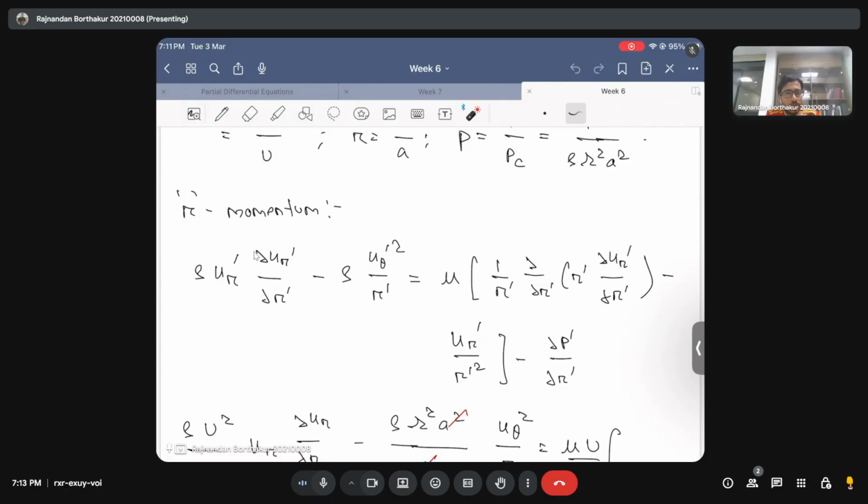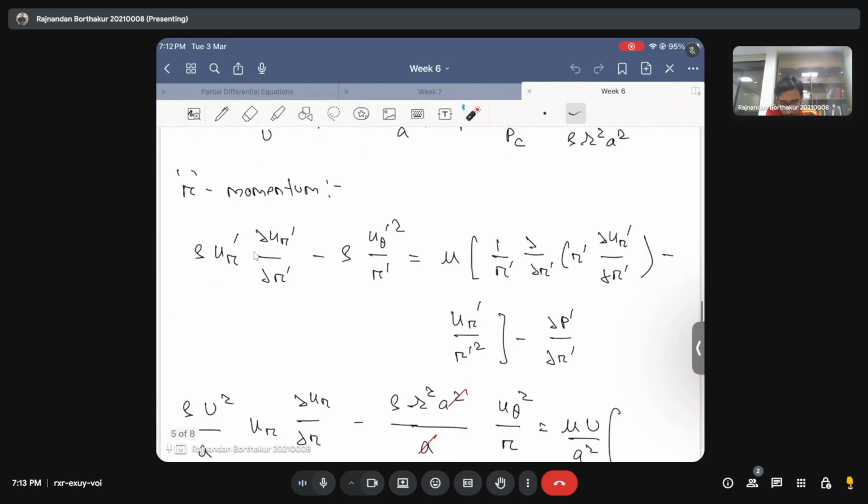So we said that we are going to get these three unknowns from the three equations that we had: first the r momentum, the theta momentum, and the continuity equation. These three equations should in principle give us the three unknowns, ur, u theta, and pressure. So we used the same principle.